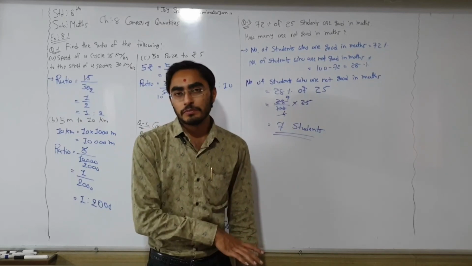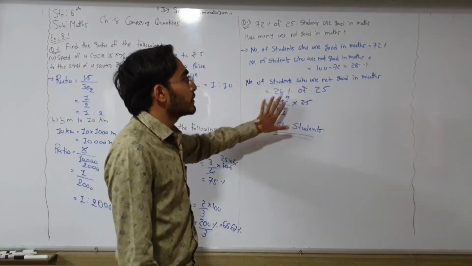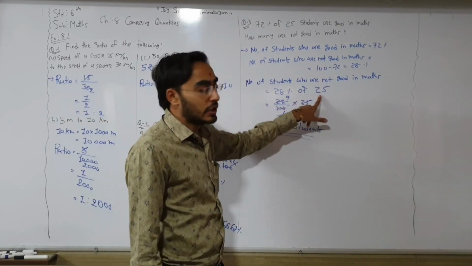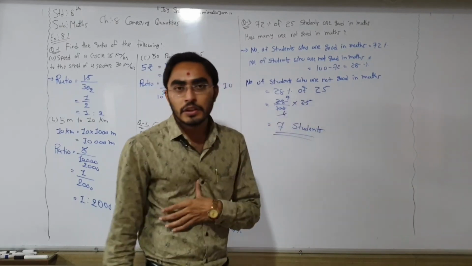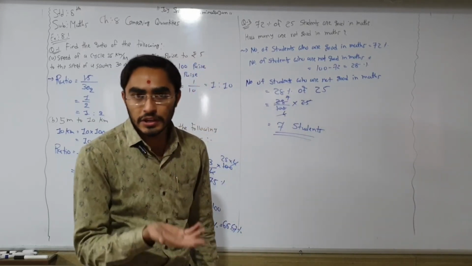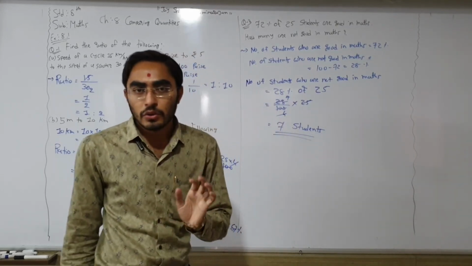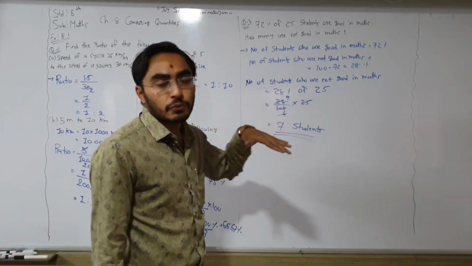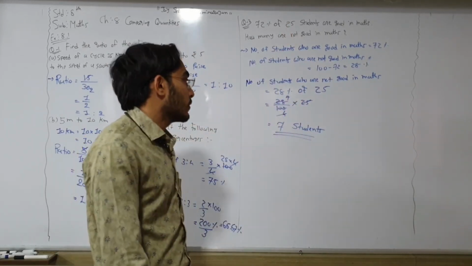If you want to use the first way, then what we need to do? So here we need to write number of students who are good in maths is equals to 72% of 25. So 72 divided by 100, of means multiply 25. Again 25 4s are 100. Now 72 divided by 4, it is 18, right? So you will get the answer 18 students. So 18 students are good in maths. So from that you can find the number of students who are not good in maths. 25 minus 18, 7. In that way even you can solve this question.